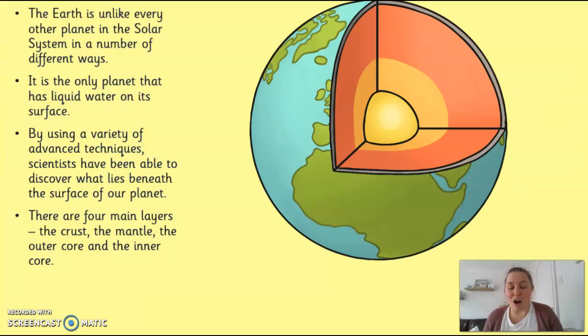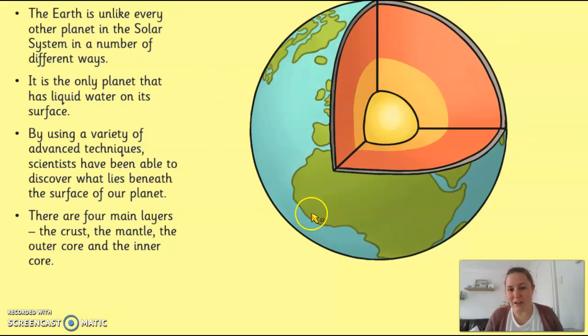So our planet, Earth, is made up of water and land. Okay, and it's the only planet with liquid water on the surface. And now scientists have been able to discover what we have beneath the surface. So we live on one layer where the land and the water is, but there are other layers beneath the surface, and there are 4.